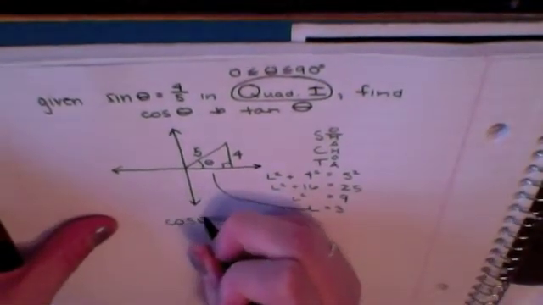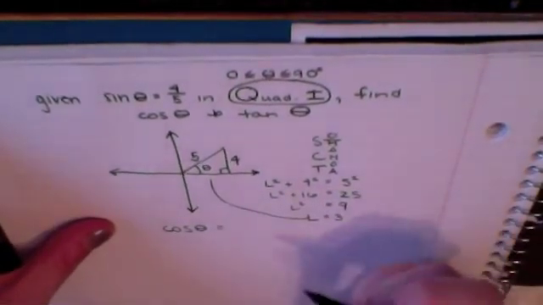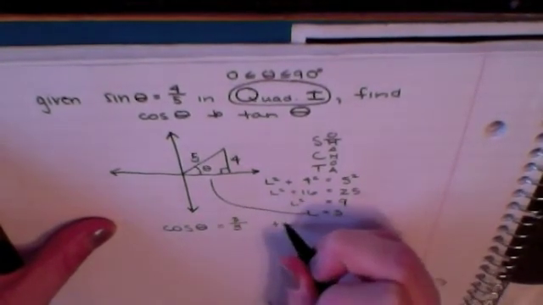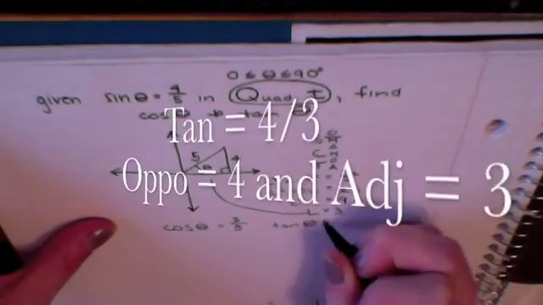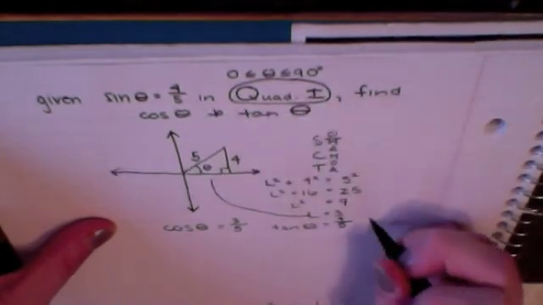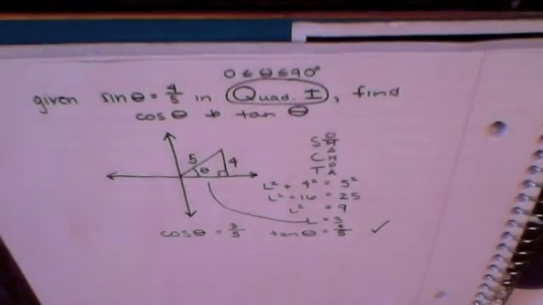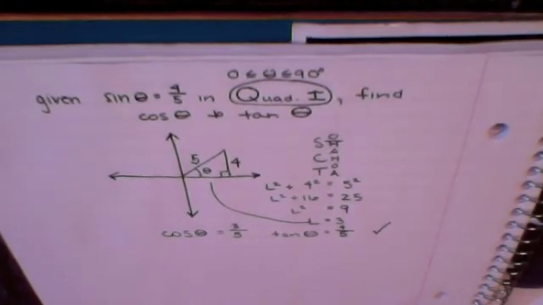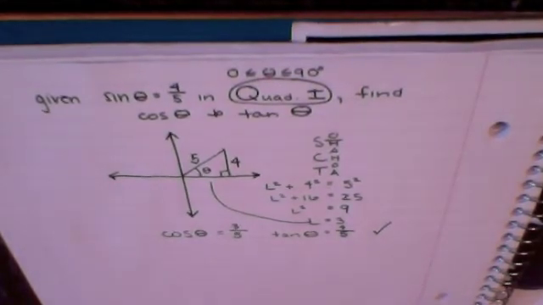Therefore, cosine of theta: adjacent was 3, hypotenuse was 5. Tangent of theta: opposite from theta was 4, and adjacent was 3. And that is all the question was asking for. It was not actually asking me to solve for theta. It was asking me to find the exact values of cosine and tangent.